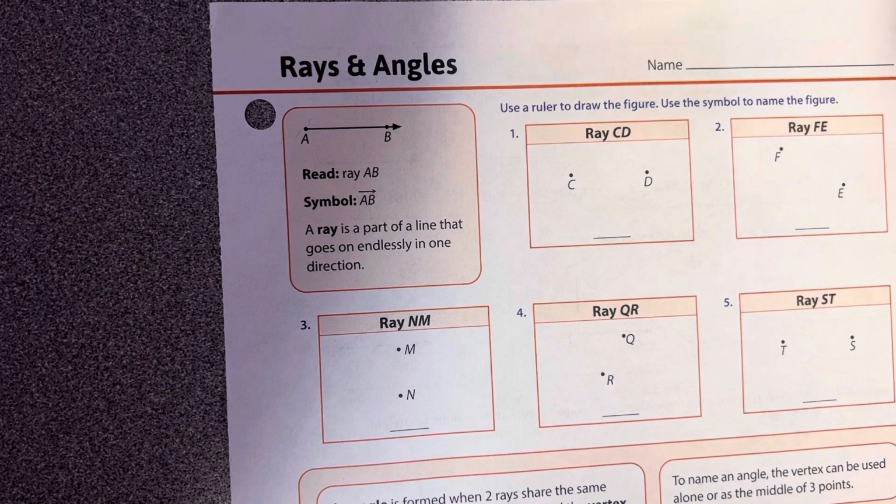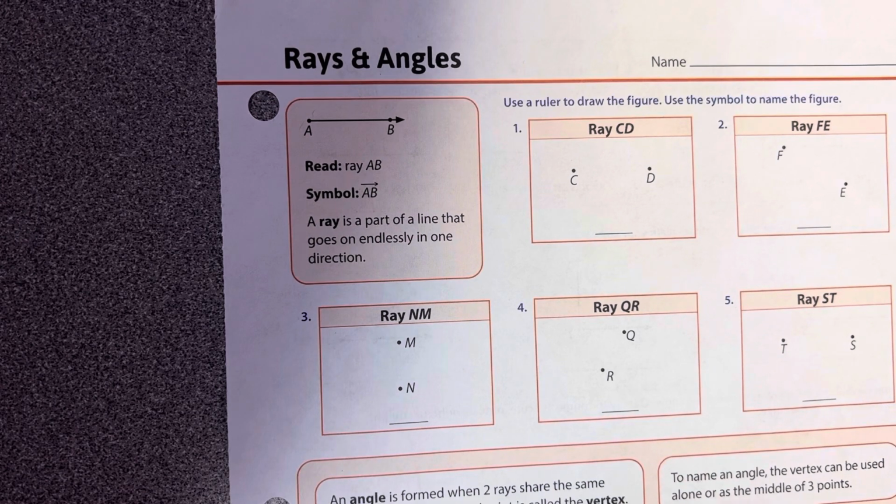A ray is read as ray AB. And this symbol, how we would write this so that people would know what it is, we would do a capital A and a capital B. We would name the points that the ray goes through, starts at and goes through. And then on top, we put a very small arrow that goes in one direction that itself looks like a ray. That way, people know that that is ray AB.